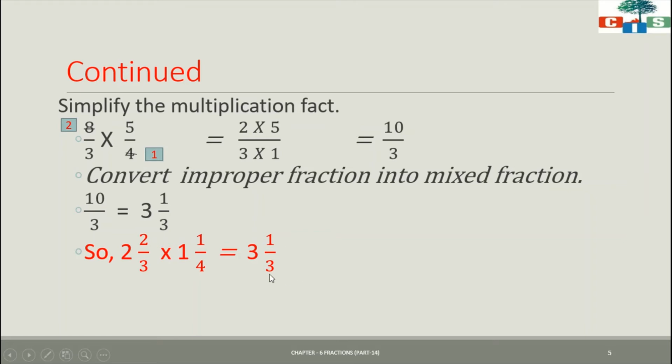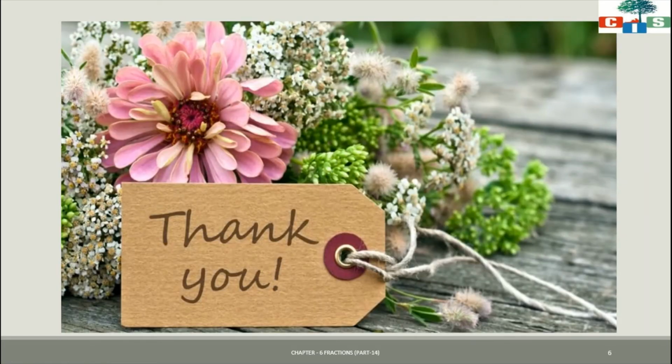Scholars, here we have done two sums. The rest of the sums you have to do by yourself. What you have to do: first of all, convert the mixed fraction to an improper fraction, and then simplify with the multiplication fact, that is, divide the numerator and the denominator by the common factor, and then convert the improper fraction to a mixed fraction. You have to follow the same steps. So scholars, complete your work with good and neat handwriting.